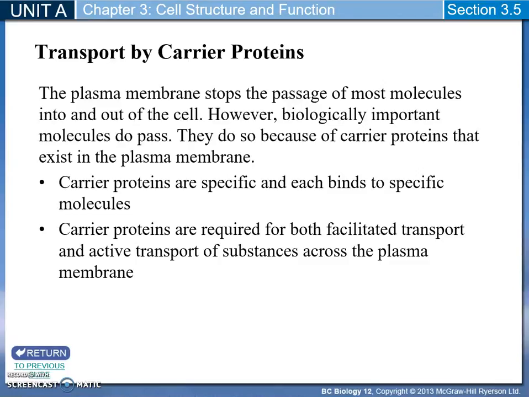So transport by carrier proteins then, the plasma membrane stops the passage of most molecules into and out of the cell. However, biologically important molecules do need to pass, and they do so because of carrier proteins that exist in the plasma membrane. So carrier proteins are specific, and each binds to a specific molecule. Carrier proteins are required for both facilitated transport and active transport of substances across the plasma membrane.